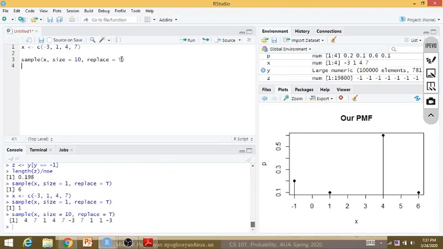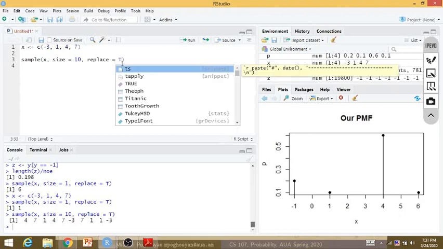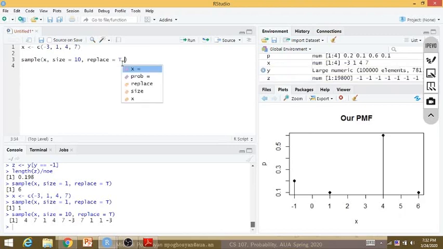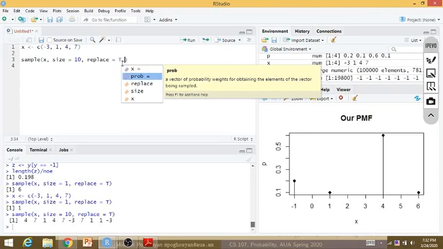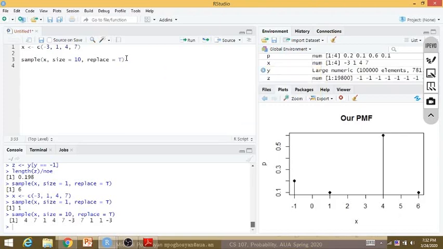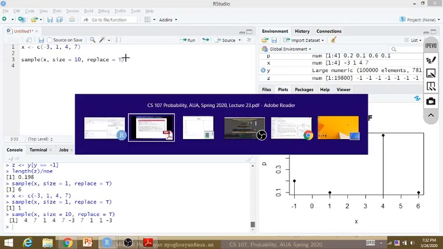Because I'm not specifying the probabilities, there is another parameter here, probabilities. If I'm not specifying probabilities, then by default I have equal probabilities. So I'm not specifying, I have the discrete uniform case. Okay, let's go back.